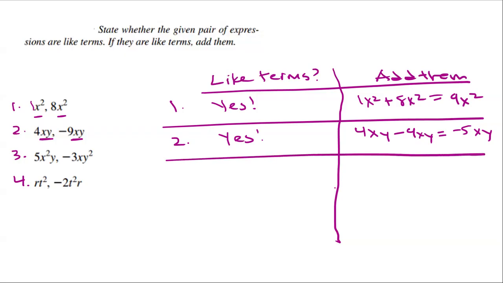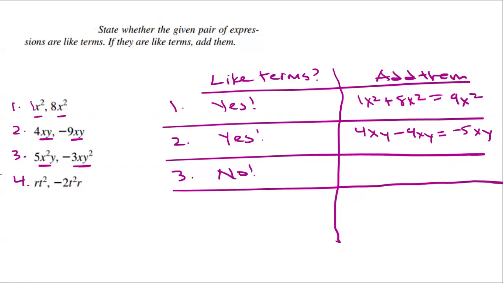How about 3? Are those like terms? Are these like terms? Are they the same? No, right? These are not the same. This has an x squared. This has an x. This has a y. That's a y squared. So number 3, are they like terms? No, they're not. So we can't do anything to them. Okay.